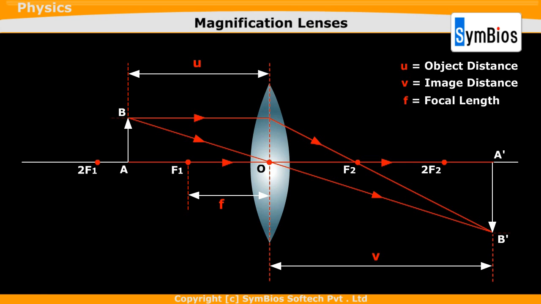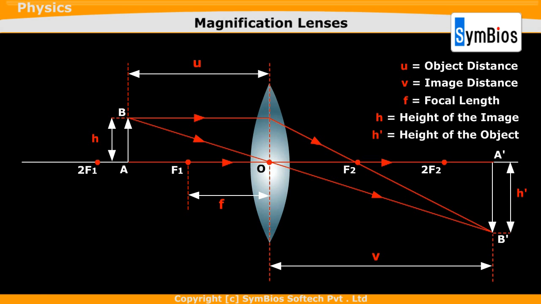Magnification is given by the ratio of the height of the image to the height of the object. It is expressed by the letter M. M equals H dash by H. Magnification is also expressed by the ratio of image distance to that of object distance. M equals V by U.